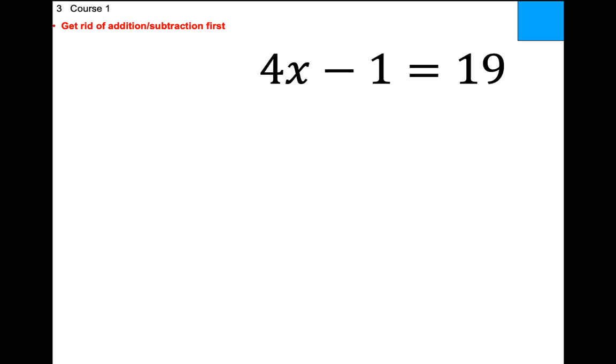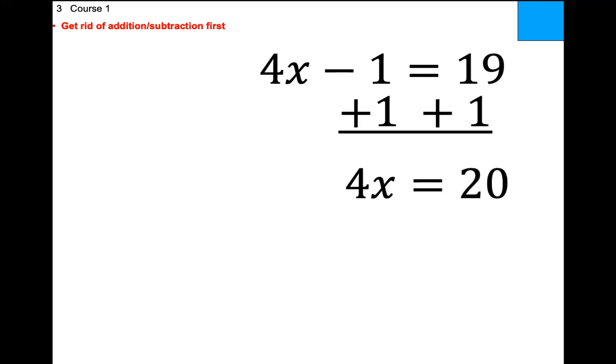Last one, box 3. We get rid of the 4 or the -1? How do we get rid of -1? Add 1 to both sides. 1 minus 1 is 0. 19 plus 1 is 20. So we get 4x is equal to 20.